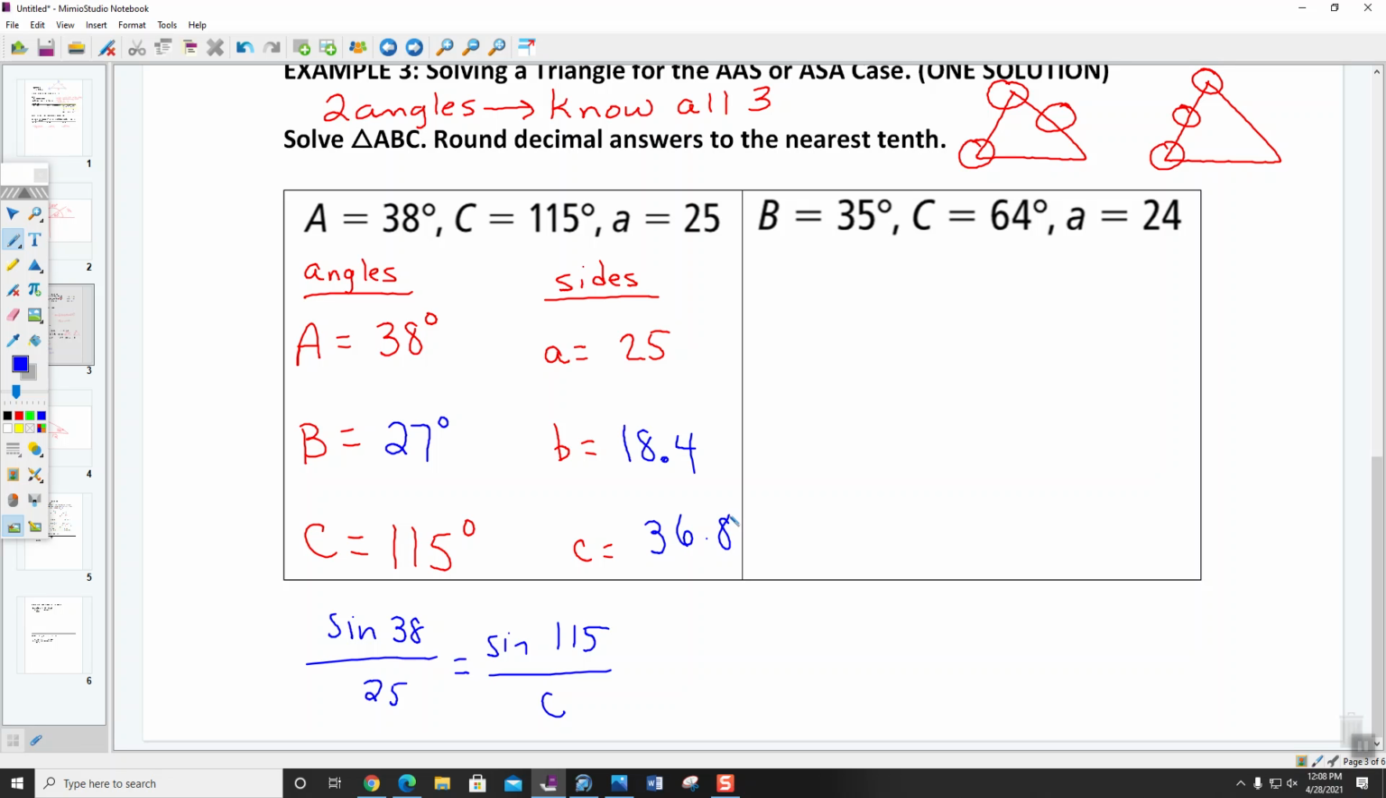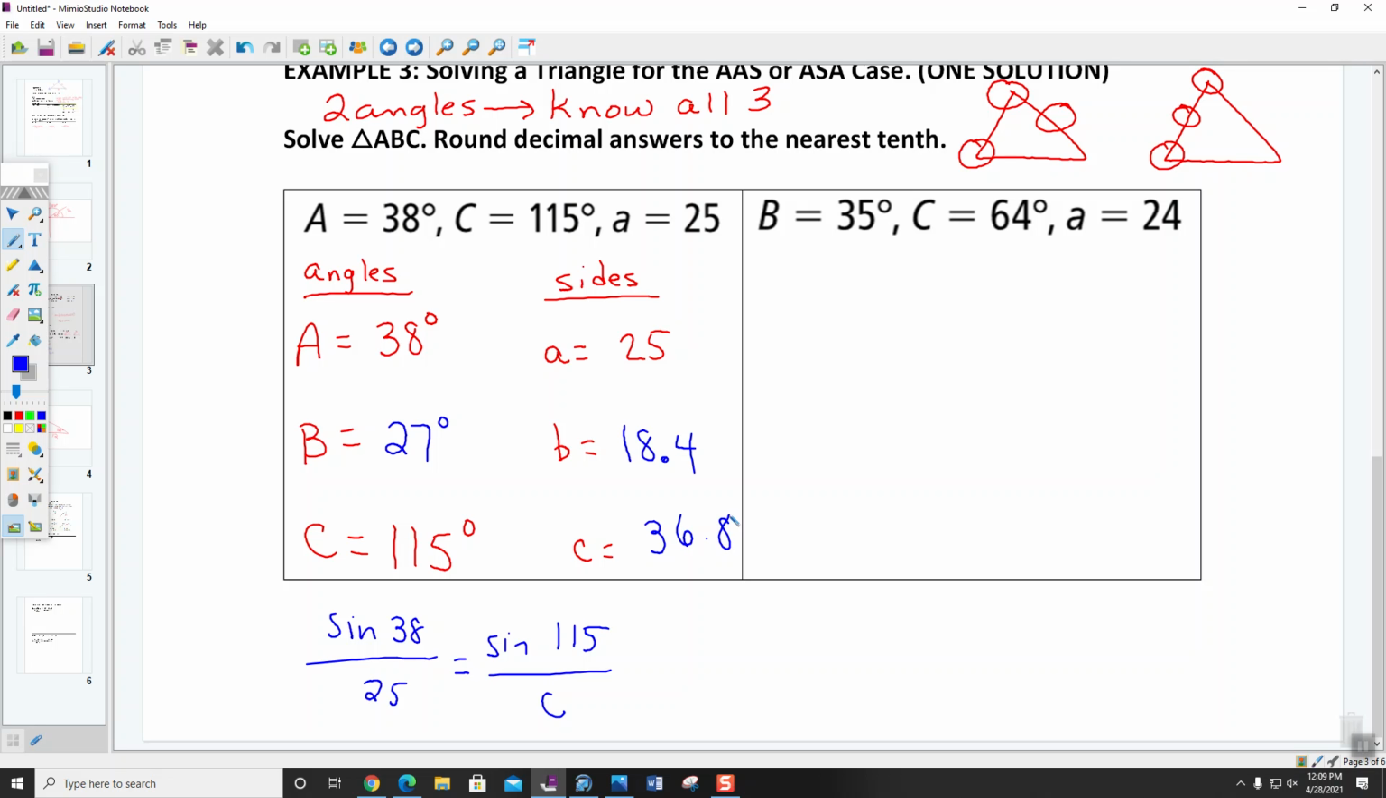Now what's nice is this. We actually found side b before we found side c, didn't we? And maybe I just forgot about a. I could have done this also, kids. I could have gone sine 27 over, what did we get for b when we found that in the second step? 18.4. That would have equaled, again, the sine of 115 over c. Now you can trust me on this, or you can punch it in, but guess what you're going to get out? 36.8. That would have worked as well.